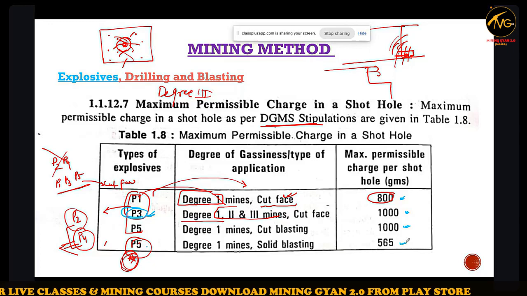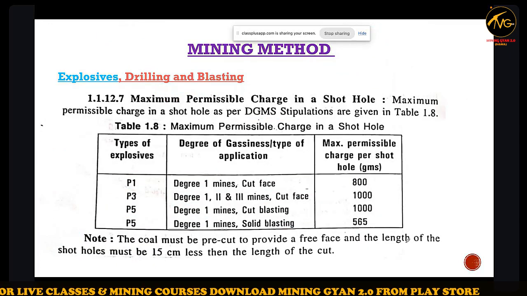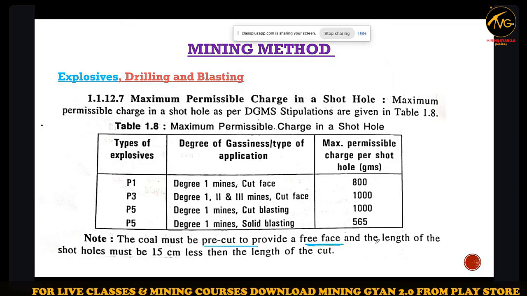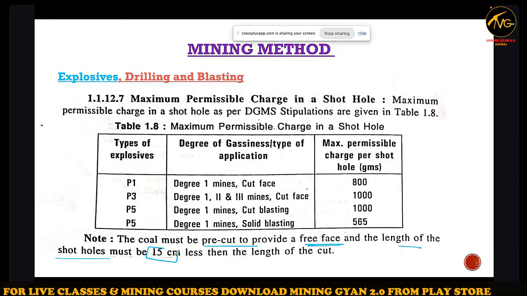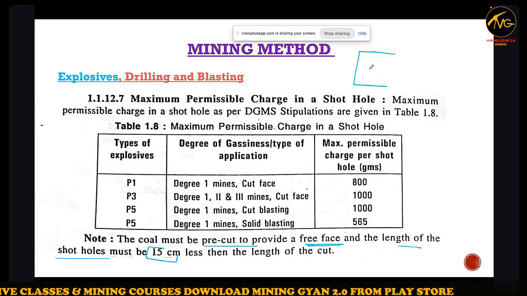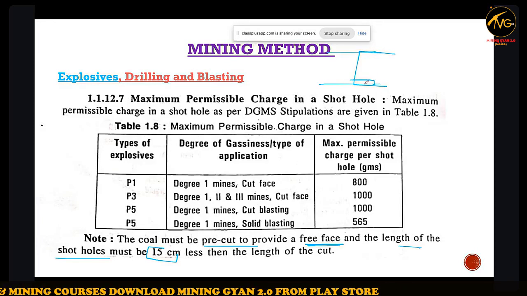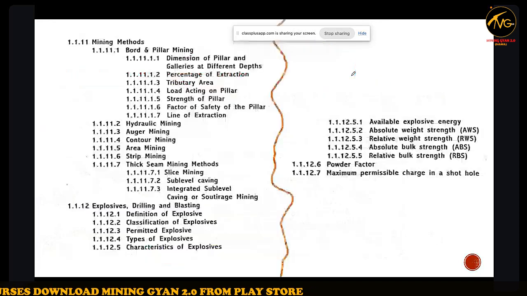ठीक है, इतना ठीक है. ये देखो, coal must be pre-cut to provide free face, and the length of the short hole must be 15 centimeter. I have told you that this is the same. You will drill this one. So it is cut face. It will be 15 centimeter less than.